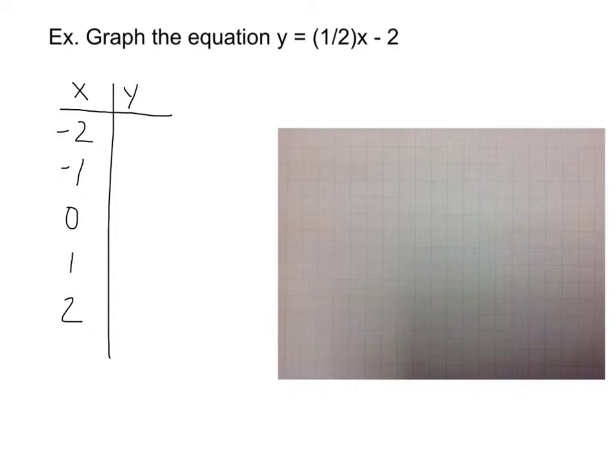We get 0.5 times -2 minus 2. Get -1 minus 2. This is going to give us -3. Next one should give us -2.5. This one should give us -2, -1.5, and -1.